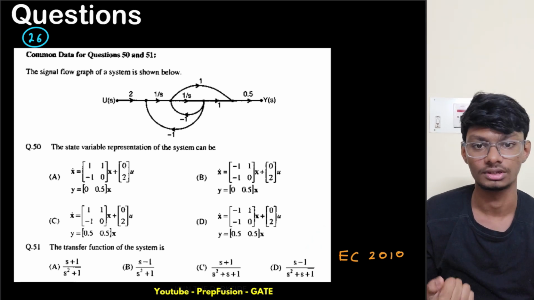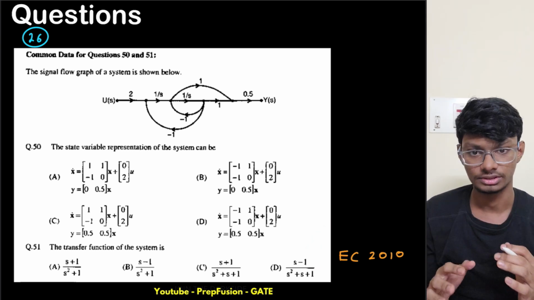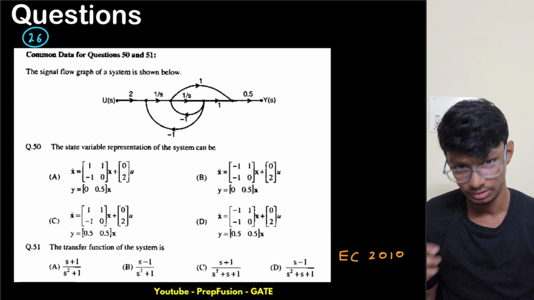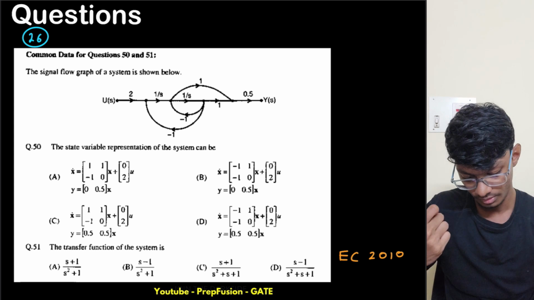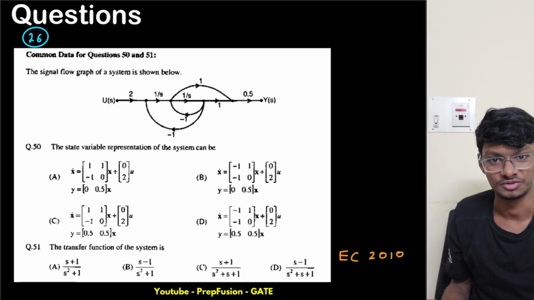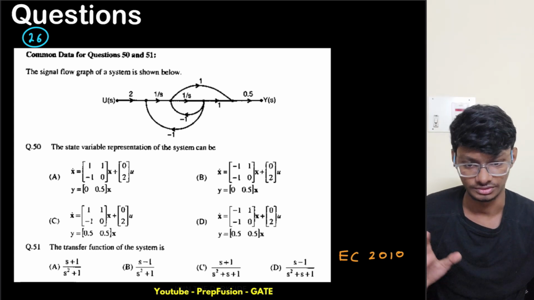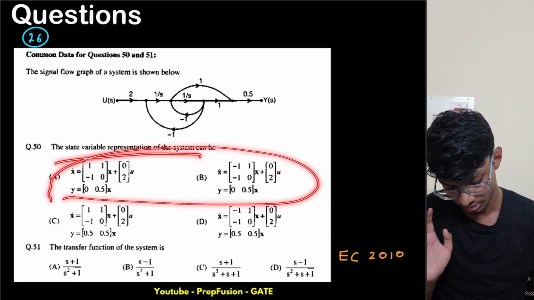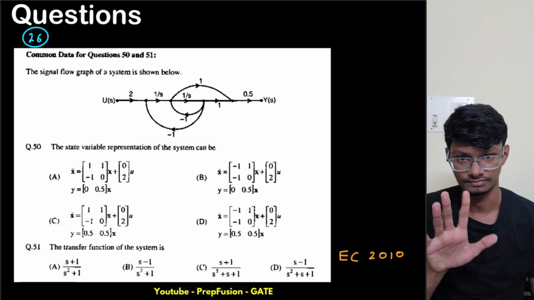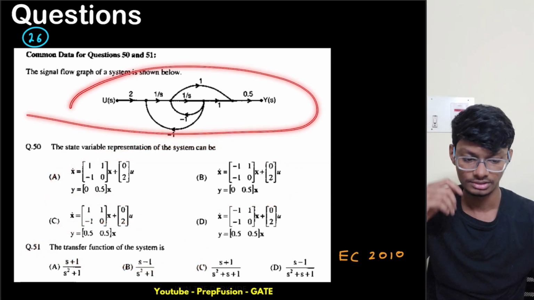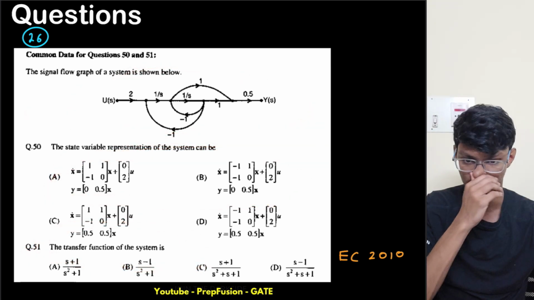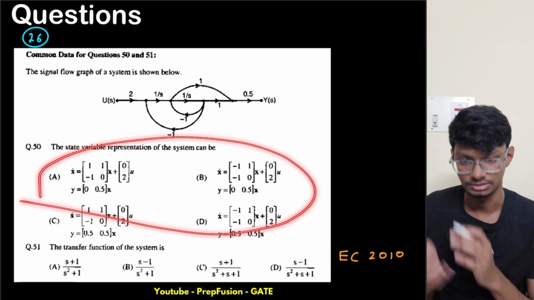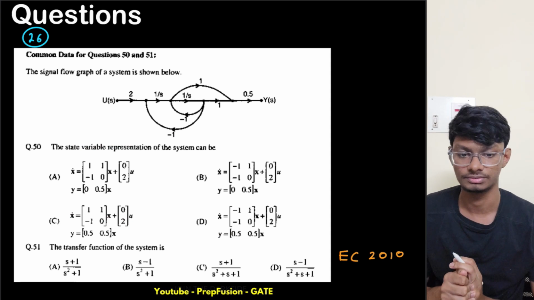EC 2010. So what you do is take a screenshot or just pause the video, solve the question, and then start after solving it. The question: find the state variable representation, and also find the transfer function. The transfer function is easy, you can use Mason's gain formula and directly find it. But how do we write the state space representation?